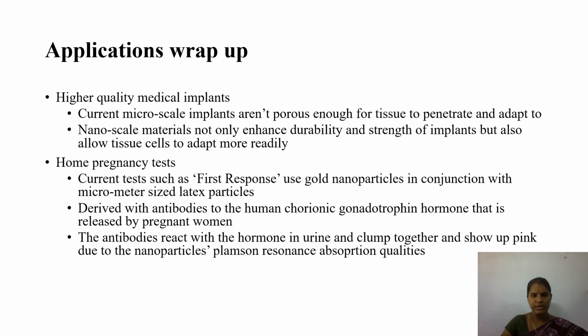Another important application of nanomaterials is the home pregnancy kit. Current tests such as First Response use gold nanoparticles in conjunction with micrometer-sized latex particles that are derived with the antibodies to the human chorionic gonadotropin hormone that is released by the pregnant woman. These antibodies react with the hormone in urine and clump together and show up pink due to the nanoparticles' plasmon resonance absorption qualities. This is a better application of the nanomaterial.